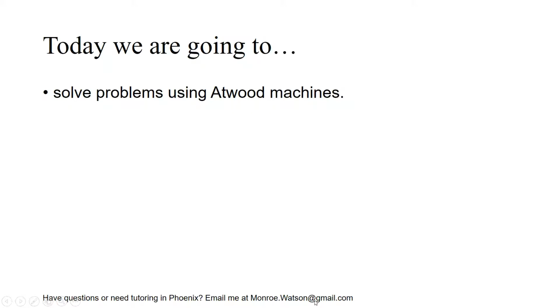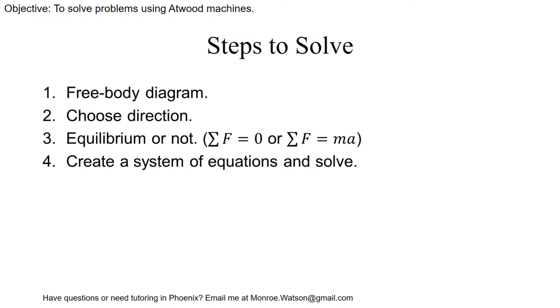Okay, today what we're going to do is solve problems using Atwood machines. And when you solve any Newton's laws problems, anything dealing with dynamics, you're going to use the same technique for every single problem. The first thing you want to do is create a free body diagram. Then you're going to choose your direction. Now remember, in choosing your direction, you can make left being positive or left being negative, or up being positive or up being negative, or you can even tilt your coordinate system and choose the direction there as well. It's all legal. As long as you stick with it the entire problem, you're fine.